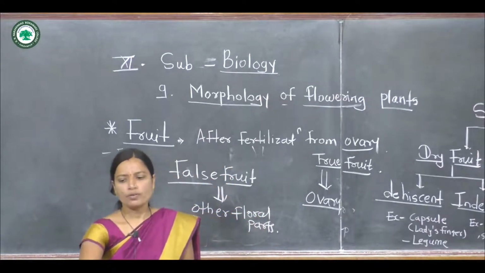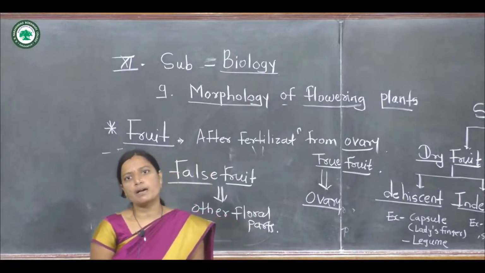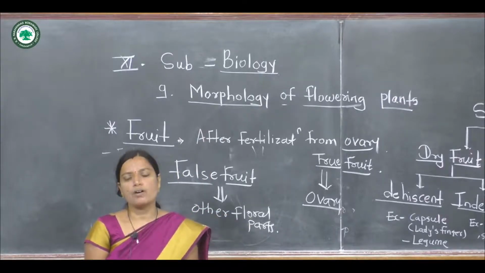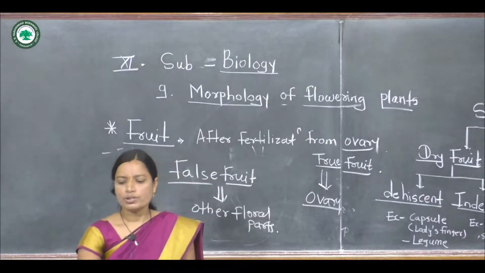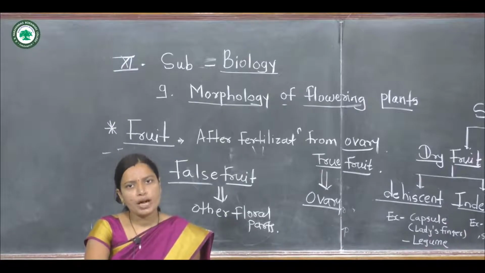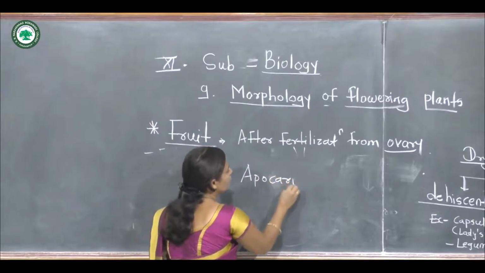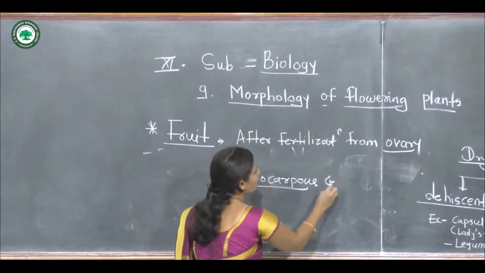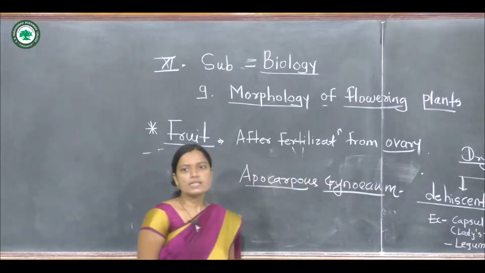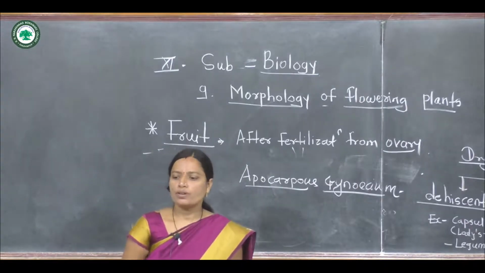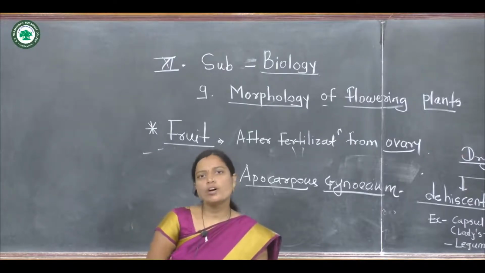Now the next type of fruit comes from many ovaries. In some flowers, many carpels are produced and many ovaries are formed, and this is called the apocarpous gynoecium, which means the gynoecium is free. This apocarpous gynoecium, or many ovaries of an apocarpous gynoecium, forms one fruit.